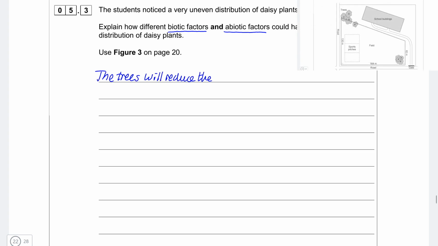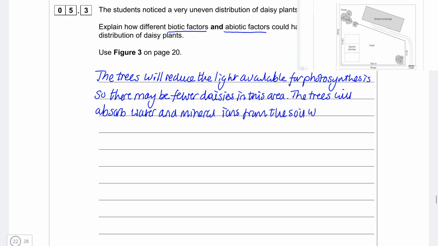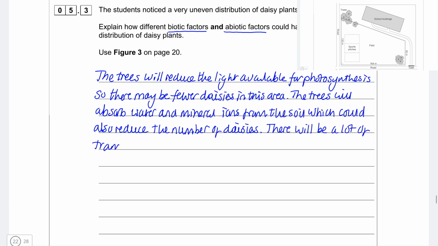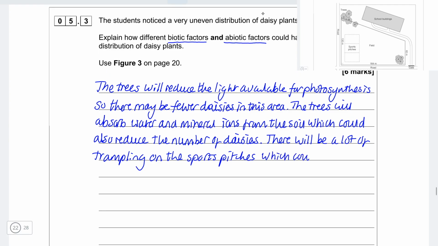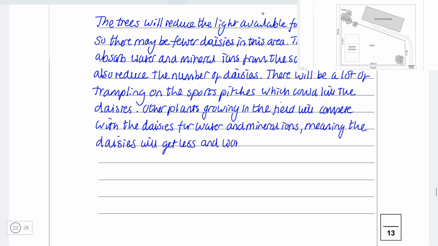The trees will reduce the light available for photosynthesis, so there may be fewer daisies in this area. The trees will also absorb water and mineral ions from the soil, so that could reduce the number of daisies because they'd have fewer minerals and less water. There will be a lot of trampling on the sports pitches, people playing their games, and that could kill the daisies. Other plants growing in the field will compete, so this is a biotic factor. They're going to compete with the daisies for the water and the mineral ions, so that means that daisies will get less and they won't grow as well.